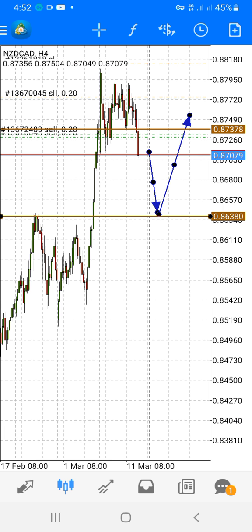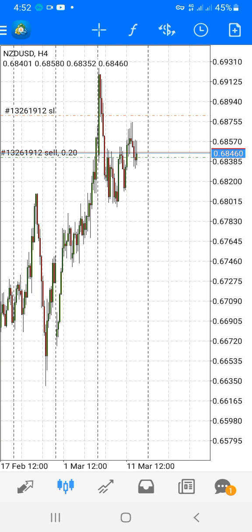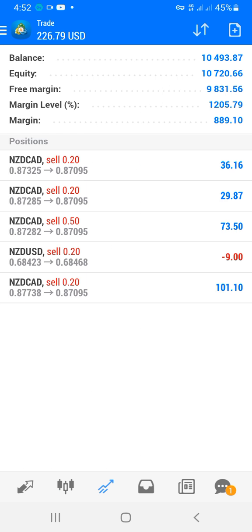It just needed patience, because it took us 2 days holding this. We entered the trade 2 days back, holding this with no movement, and we even took NZDUSD. NZDUSD is not moving, so that is what is just happening in the market. Let's hope for the best, guys. Let's hope for the best.